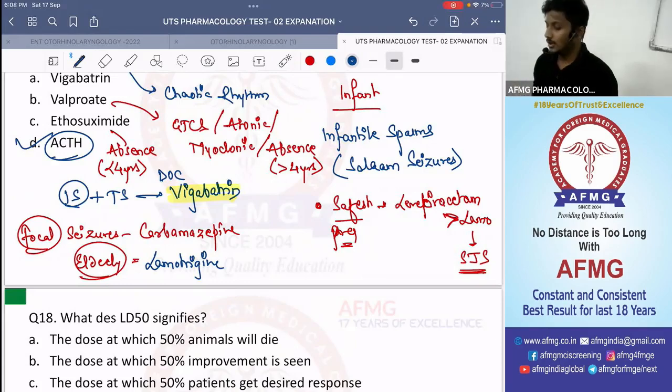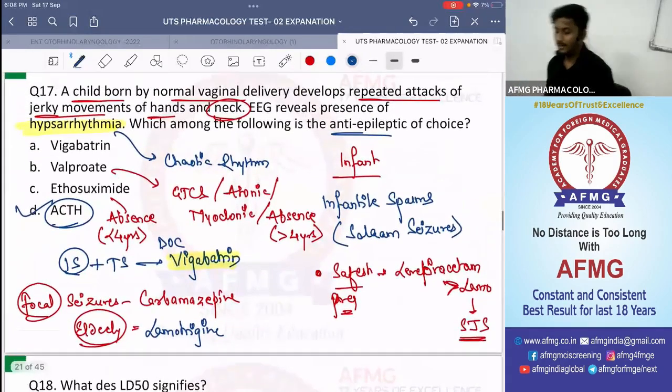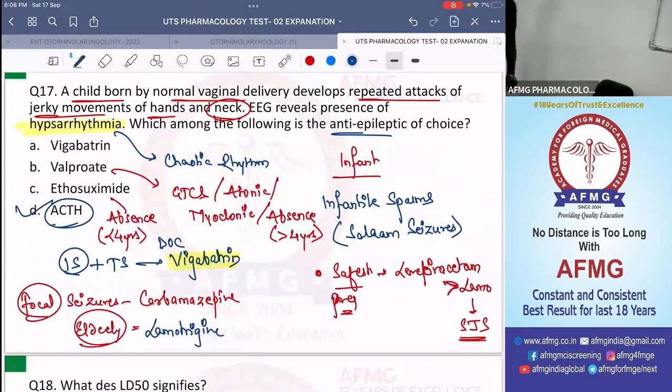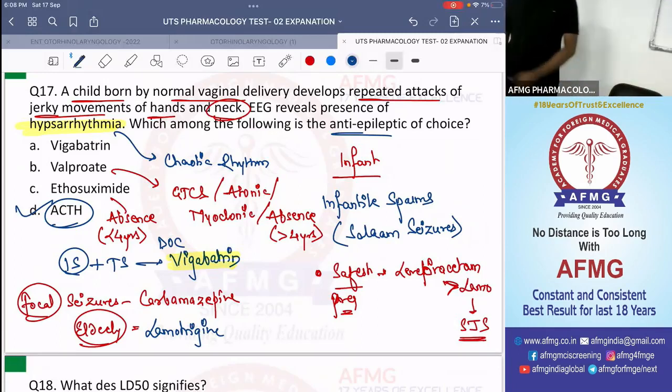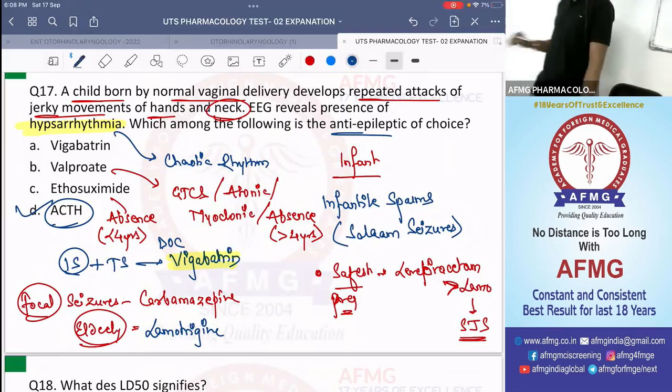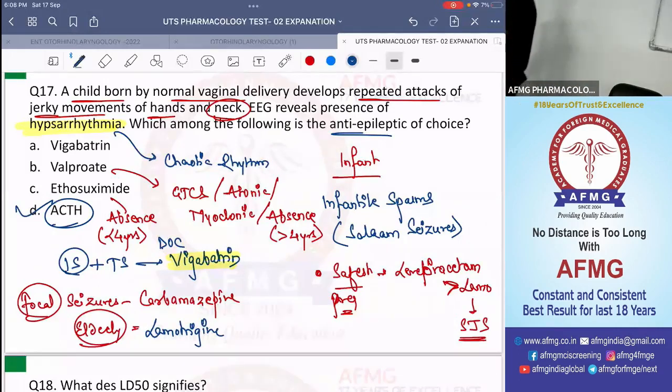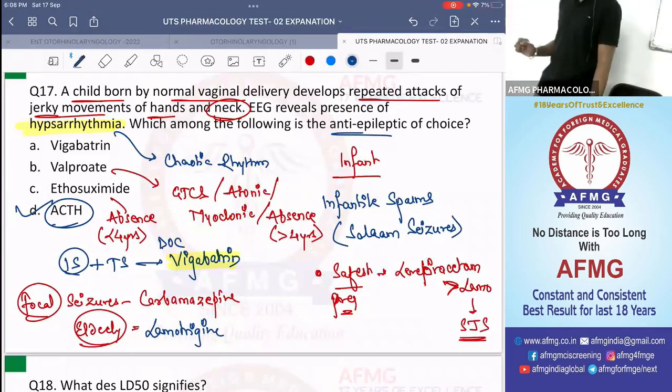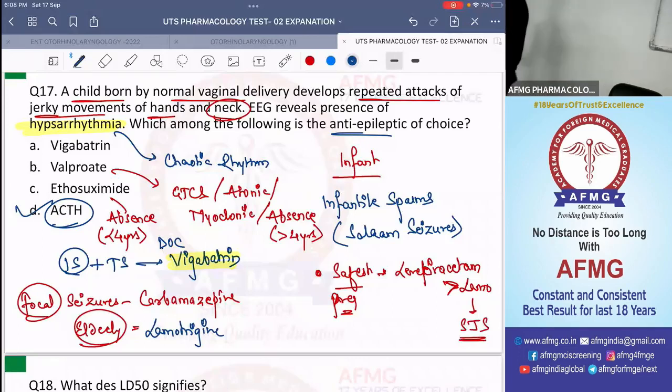No issues with this. Okay, so let's quickly revise antiepileptics. Drug of choice for infantile spasms plus alarm features is ACTH, but when the child has tuberous sclerosis along with infantile spasms, then the drug of choice is vigabatrin. Drug of choice for GTCS, myoclonic, absence and atonic seizures is sodium valproate. The highest teratogenic side effects are seen with valproate, and the least teratogenic, or the safest antiepileptic drug, is levetiracetam, followed by lamotrigine.